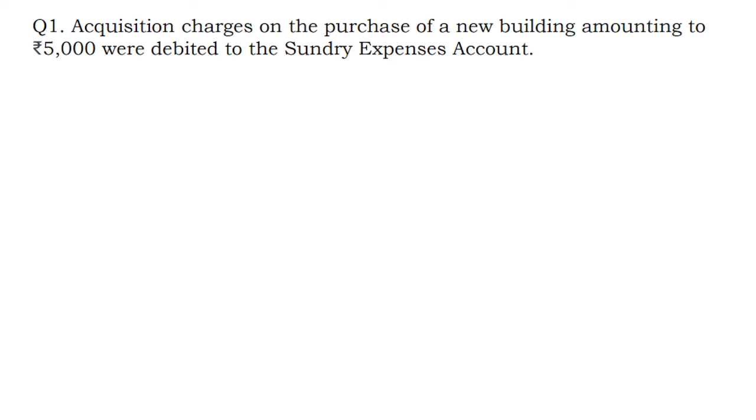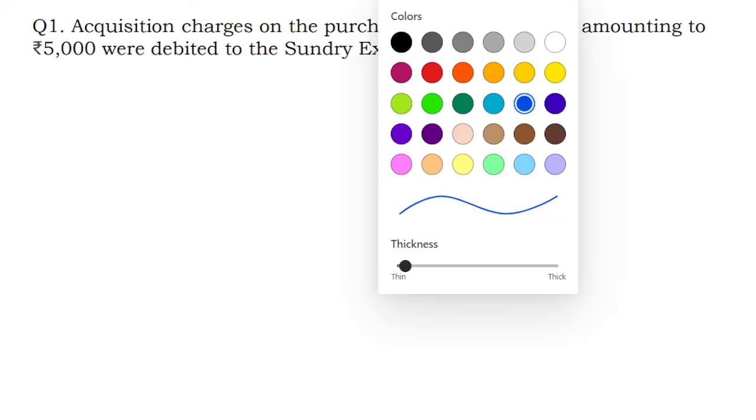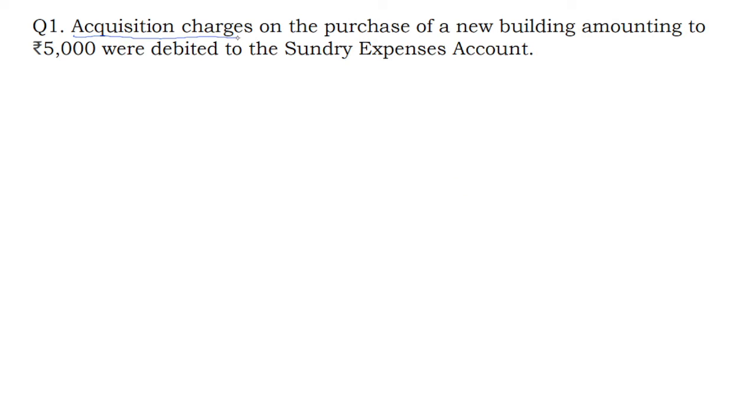See, in this question it is asked like this: acquisition charges on the purchase of a new building amounting to rupees 5,000 are debited to sundry expenses. So what is the meaning of this? What is the meaning of acquisition charges? It means the expenses paid for acquiring or purchasing a building. That means this is the building which is purchased, and it is debited to sundry expenses account.